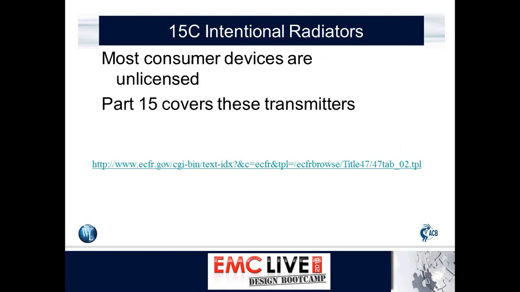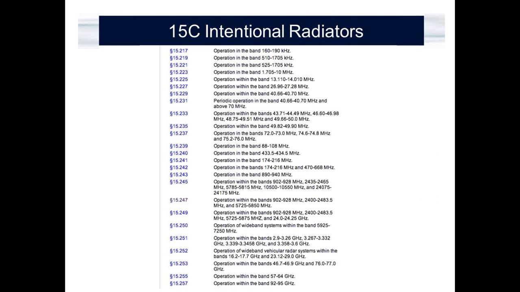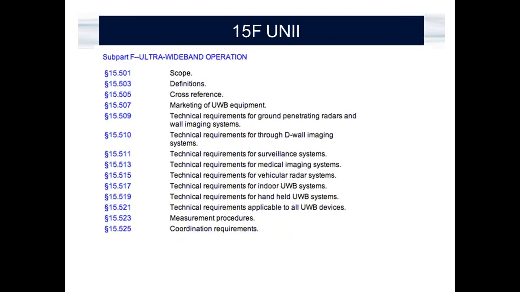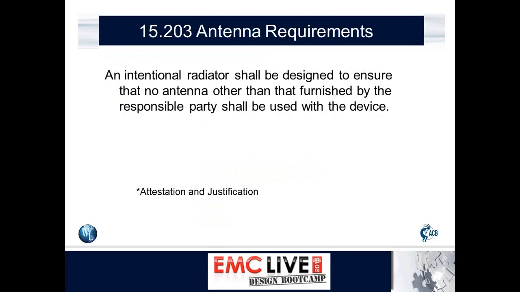Intentional radiators in Part 15 covers a lot of the consumer devices that we have in our pocket today. Here's a list of the different rule parts. As you can see, they're quite extensive. There's RFID, remote controls, FM radios, Bluetooth, vehicle ID, vehicle radar, etc. UNII, unlicensed national information infrastructure devices, are all covered in Part 15.400. All UWB devices are in 15.500.